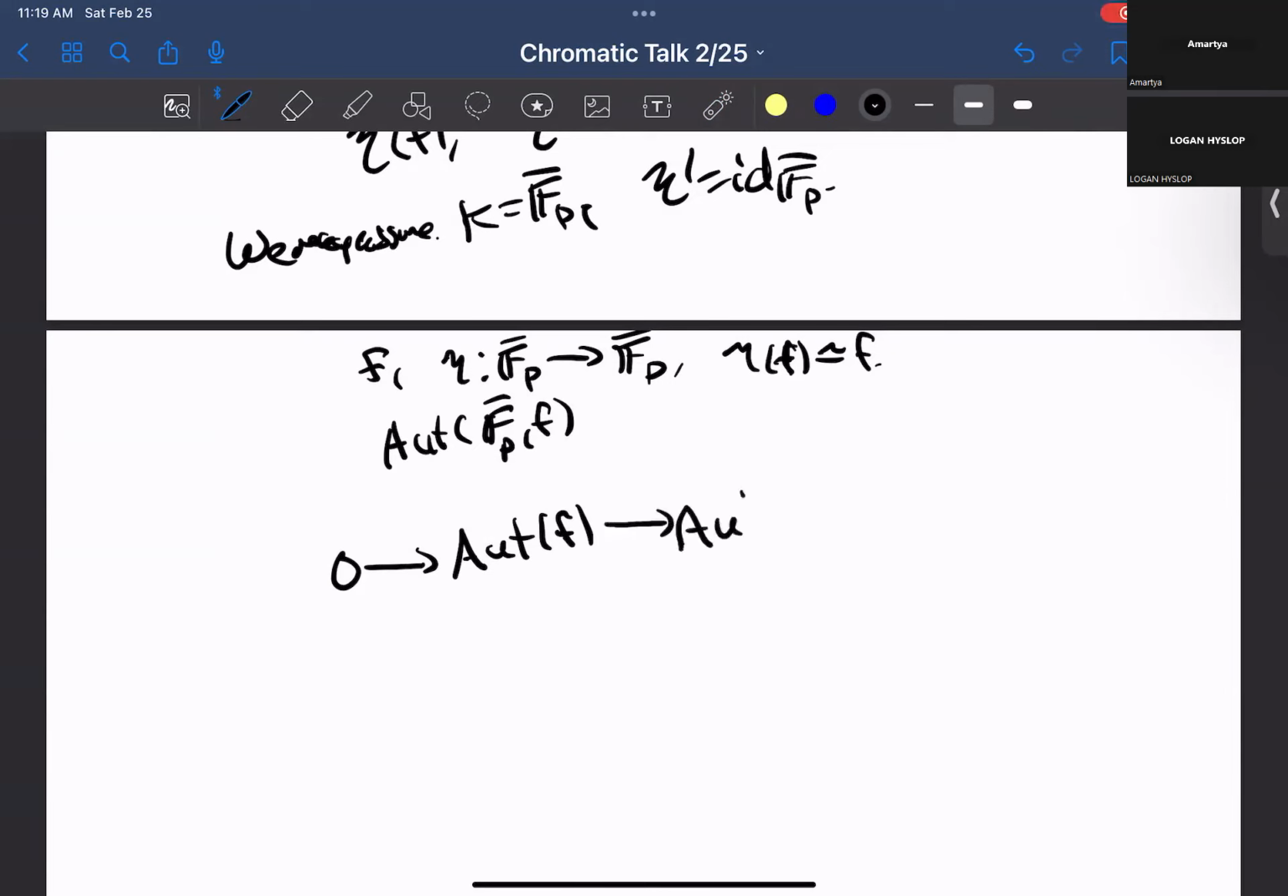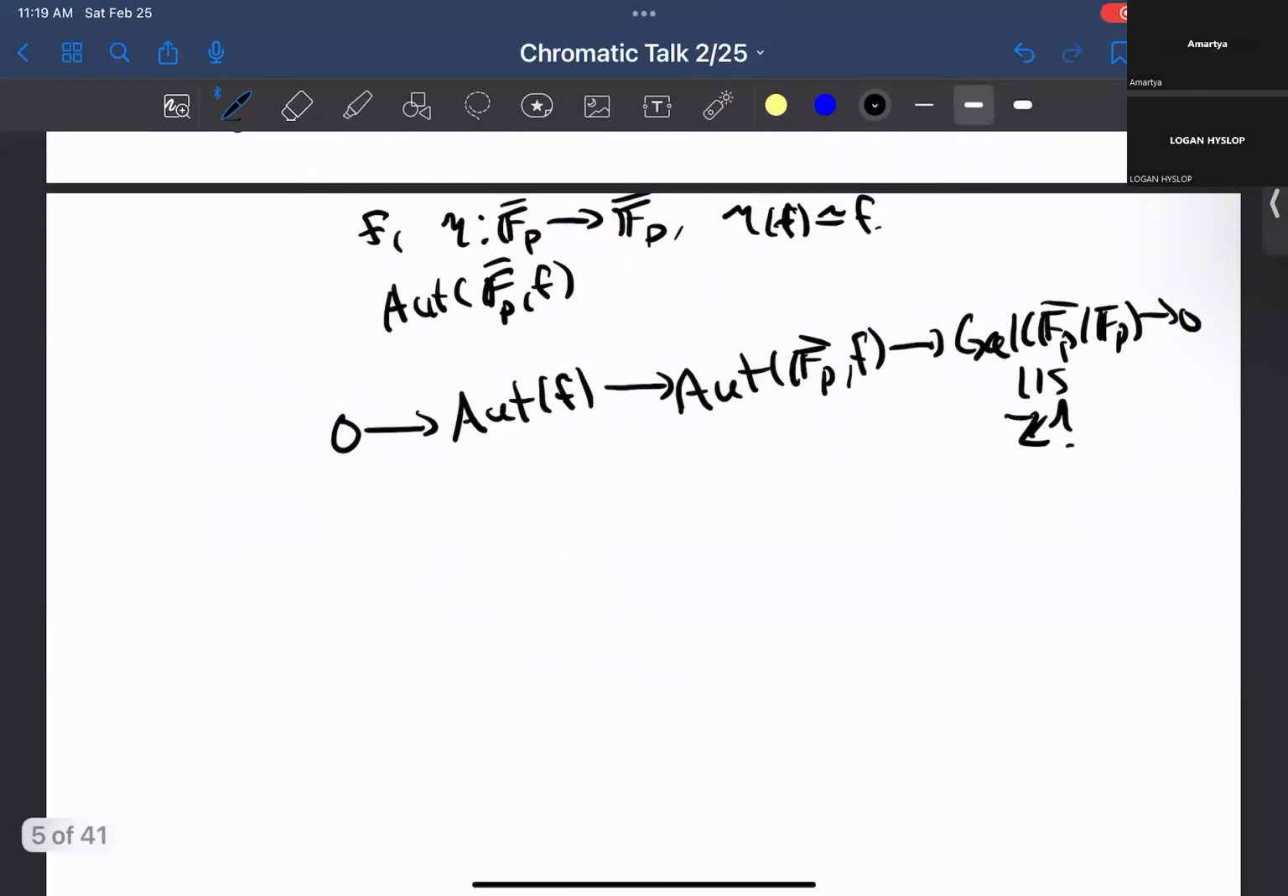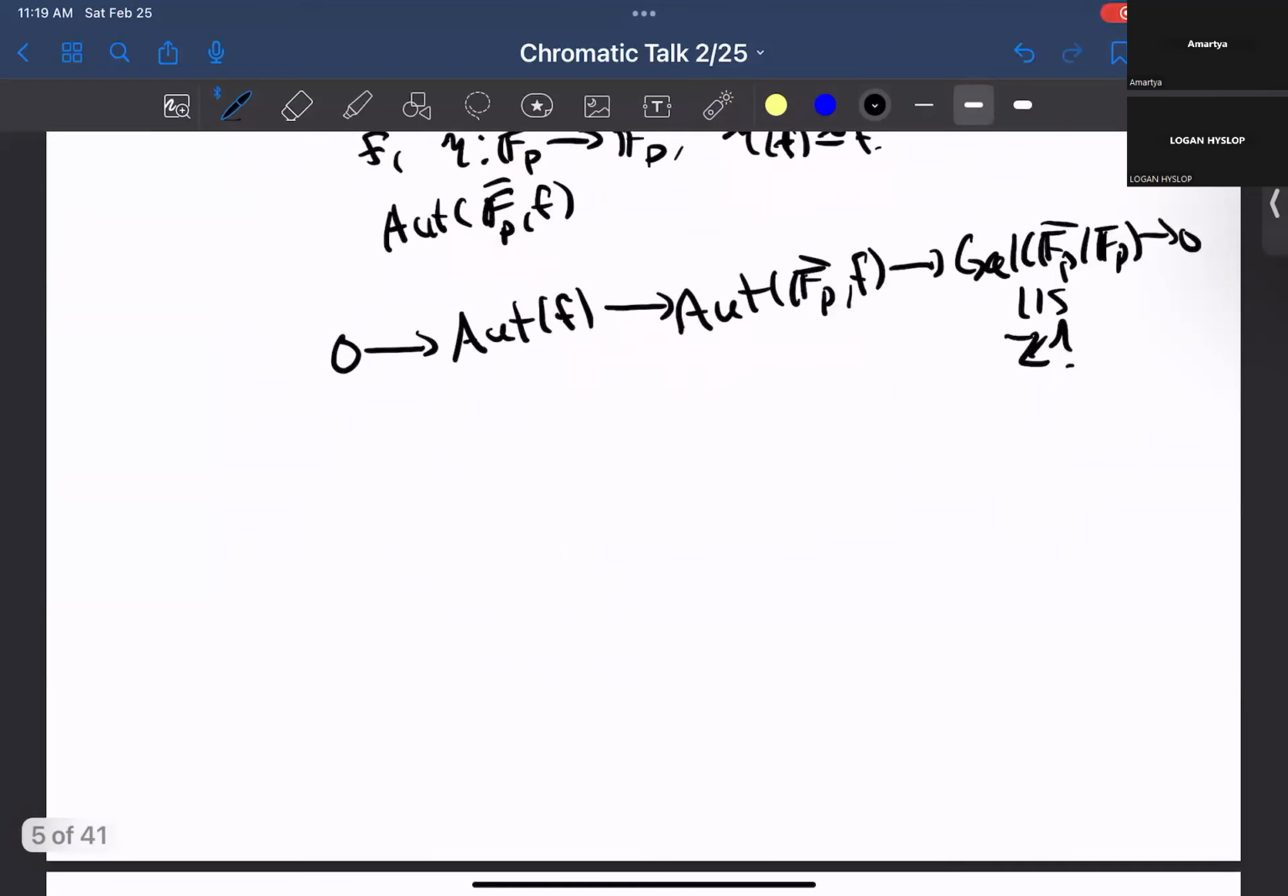This is going to include as a normal subgroup of this bigger group, which is going to have a surjection to the Galois group of FP bar over FP to 0. And we know that this is just the profinite completion of Z. So this map here just projects off to the automorphism of FP bar. Okay. And we want to try and study what this group here looks like.